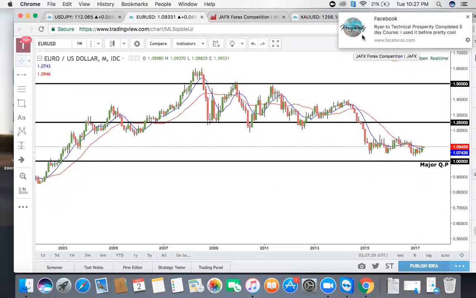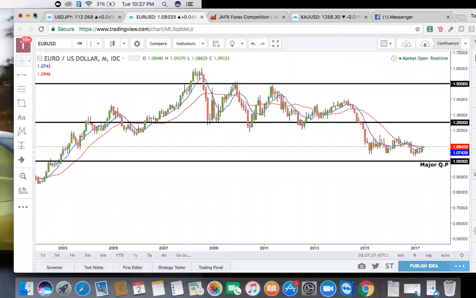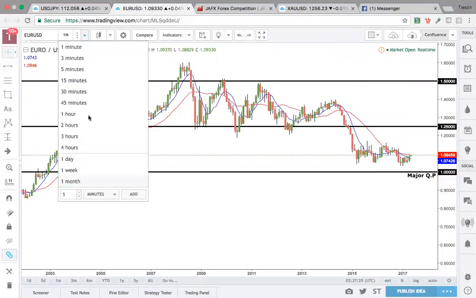So fibs from left to right, whether high to low or low to high. Yeah, exactly. So here, I will do an example of that real quick.